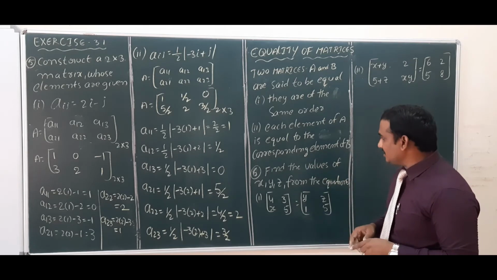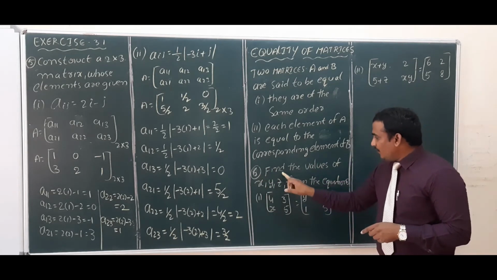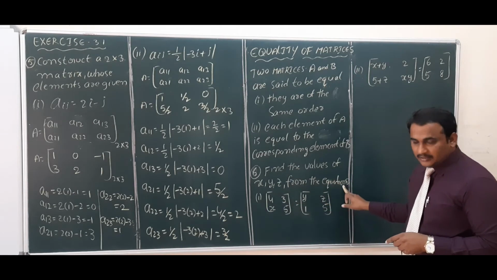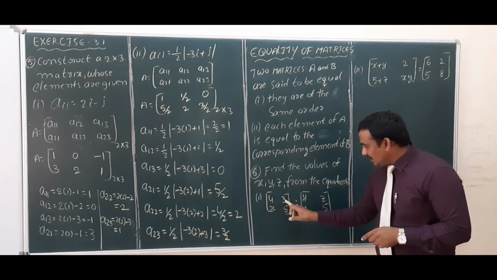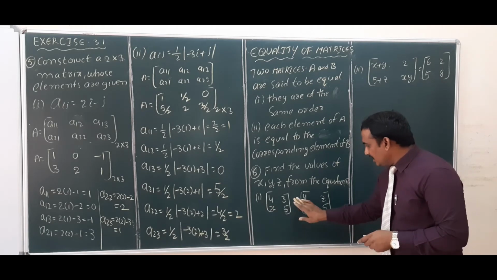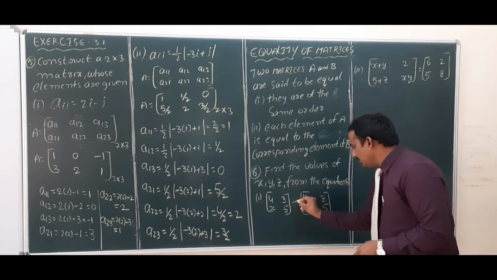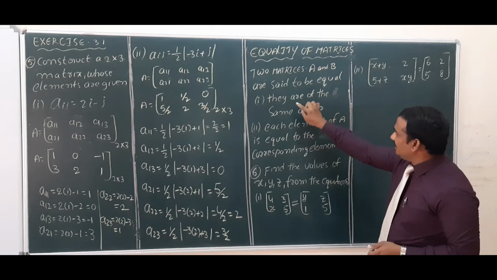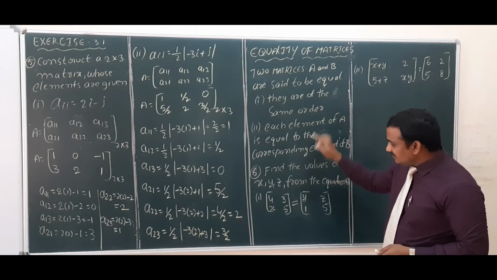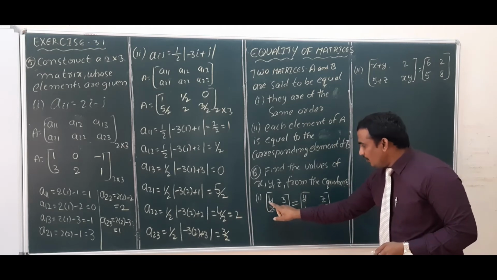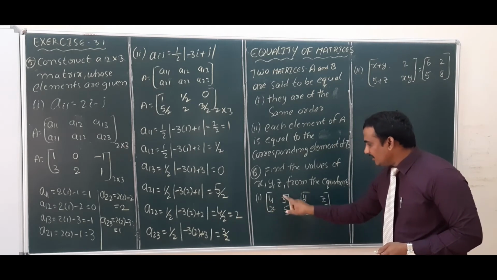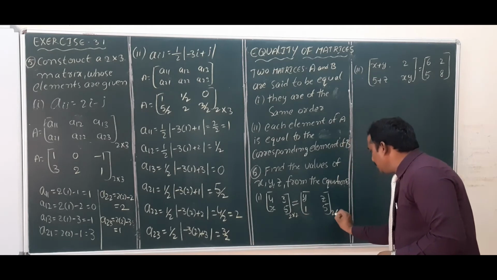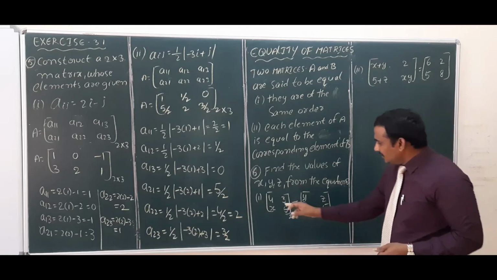We'll check an exam question. Question number 6. Find the values of x, y, z from the equations. First question you can see: 4, 3, x, 5 equal to y, z, 1, 5. First condition, what is given? They are of the same order. Check here, what is the matrix order? One row, second row. One column, second column. Here order 2 by 2, here order 2 by 2. Now you can equate.